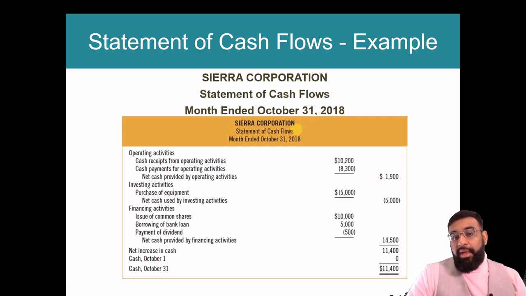We have the company name, we have the statement name, and we have the date. As you can see, the date differs between the balance sheet and the statement of cash flow. So just a quick recap.